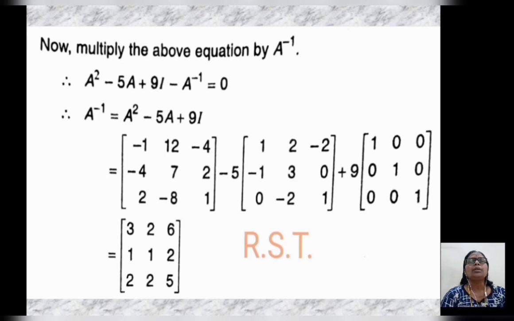This is the value of A inverse. That means A inverse equal to this square matrix of order 3 by 3. Thus, in this example, we prove that the given matrix A satisfies its characteristic equation, and also we find the A inverse of the given matrix.